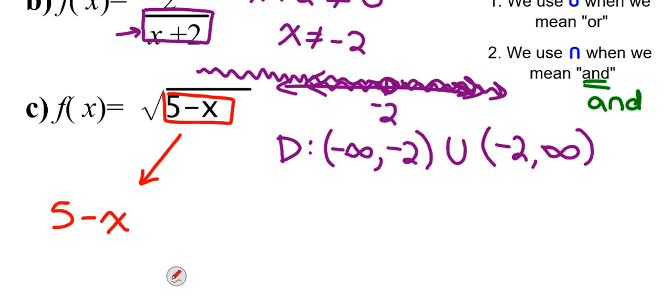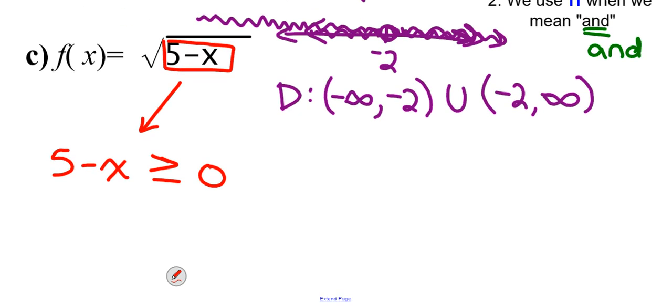Can we take the square root of 1? Sure. We just can't take the square root of anything that's less than 0. We can't have what's underneath the square root be negative. So we're going to put whatever's underneath the square root and say, you've got to be greater than or equal to 0. That's our limitation.